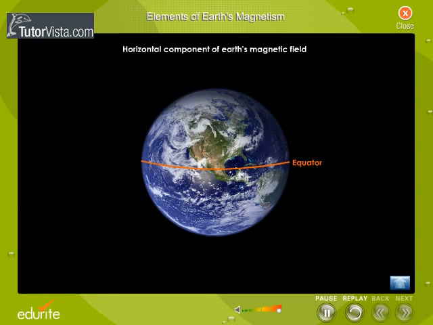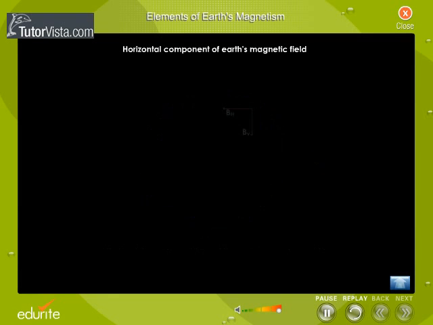Horizontal component of Earth's magnetic field. We know that except at the equator, the Earth's magnetic field is nowhere horizontal. Therefore, at any place, the Earth's magnetic field in the magnetic meridian may be resolved into two components, namely, the horizontal component BH and the vertical component BV.